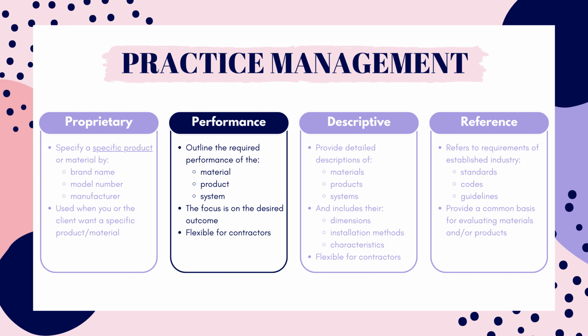Descriptive specifications provide detailed descriptions of materials, products, or systems, including their characteristics, dimensions, and installation methods. This approach gives contractors more freedom to choose materials that meet the specified criteria while still ensuring consistency in quality and performance. And finally, reference standard specifications refer to established industry standards, codes, or guidelines that materials or products must meet to comply with regulatory requirements or industry best practices.